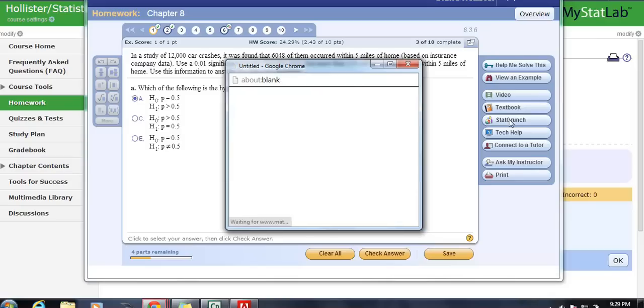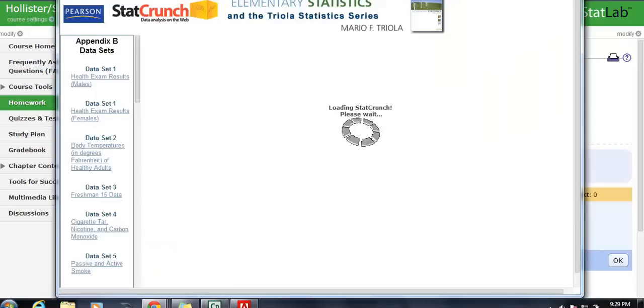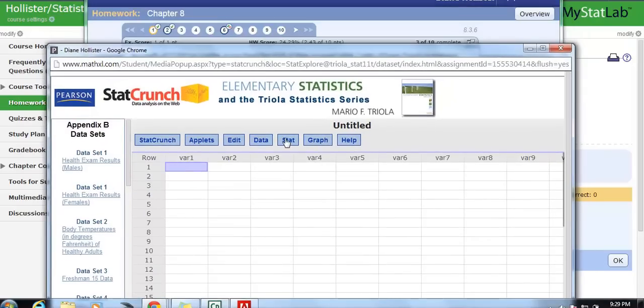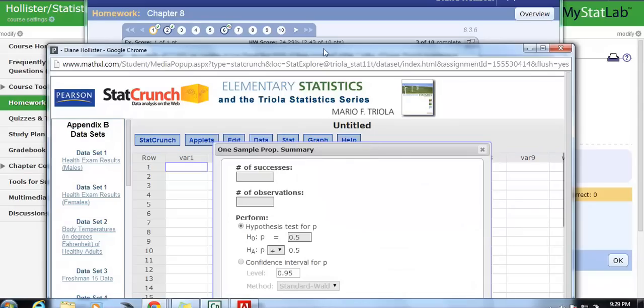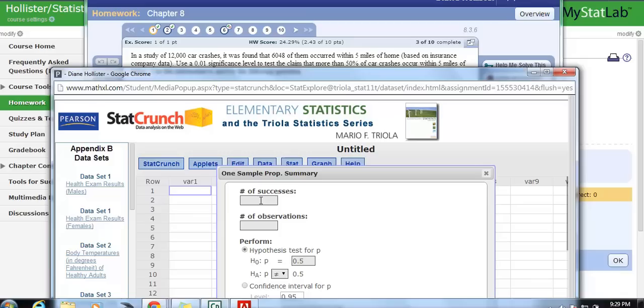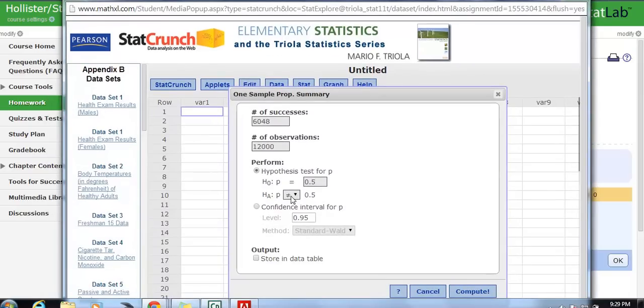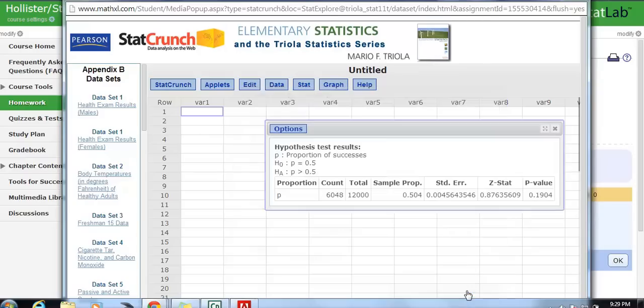So we're going to go ahead and click on StatCrunch. And we're going to recognize that this problem was about proportions. The number of successes, or in this case the accidents that we were looking at, was 6,048 out of 12,000. And then you will notice carefully here that we had this set at 0.50, and this one needs to be greater than 0.50 because the claim is that more than 50% are in that category.